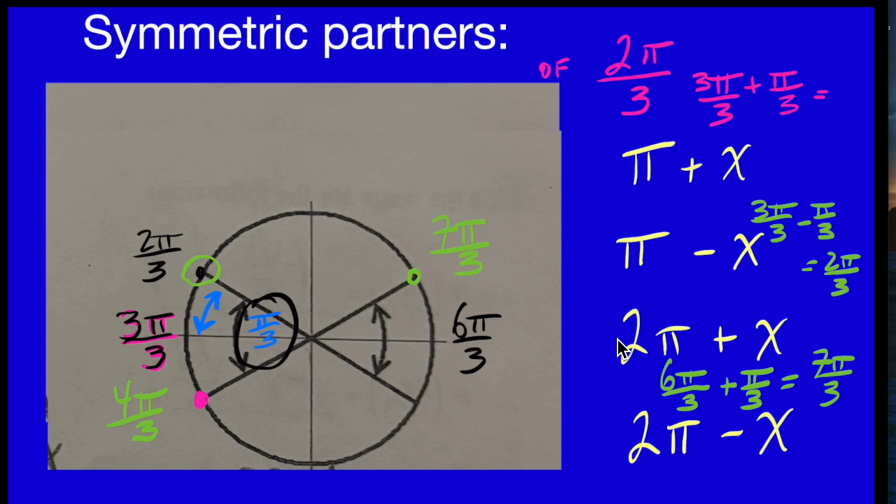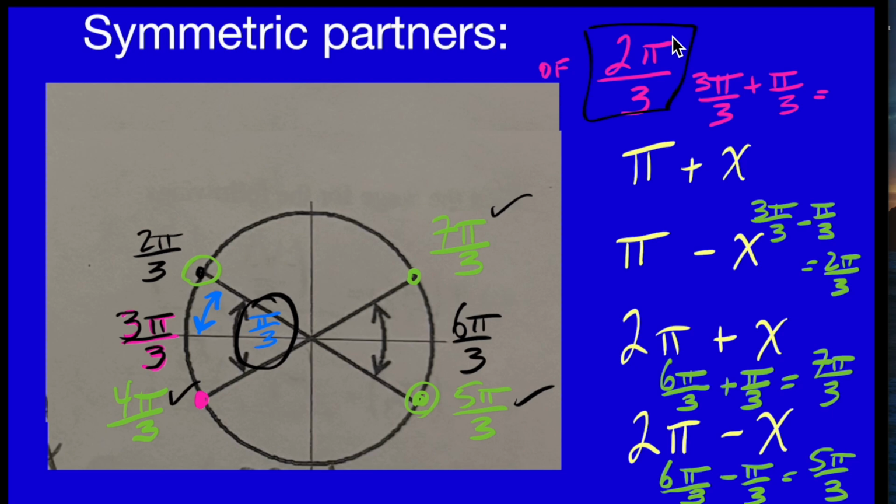And finally, 2 pi minus x is going to be 6 pi over 3 minus pi over 3, otherwise known as 5 pi over 3. And that's going to put us right here on our diagram. Therefore, the symmetric partners of the original request of 2 pi over 3 are going to be 7 pi over 3, 5 pi over 3, and 4 pi over 3.